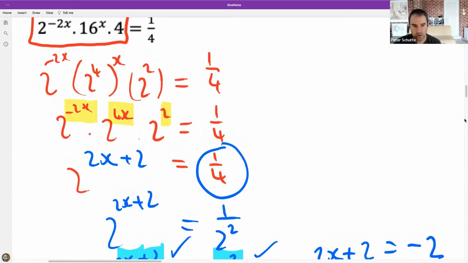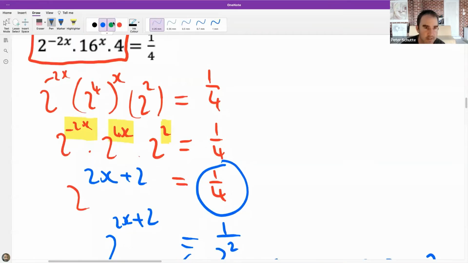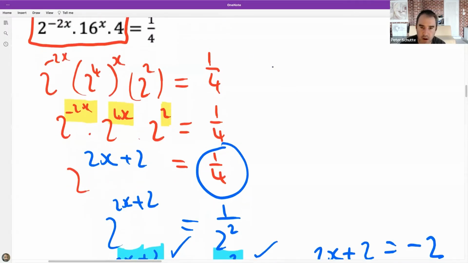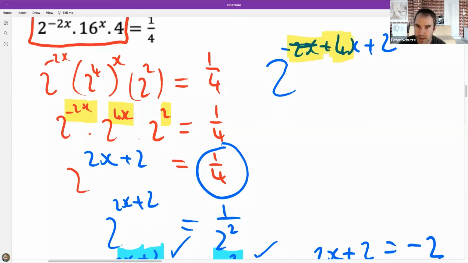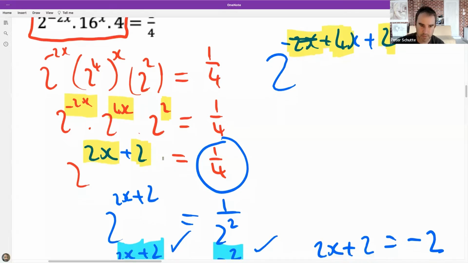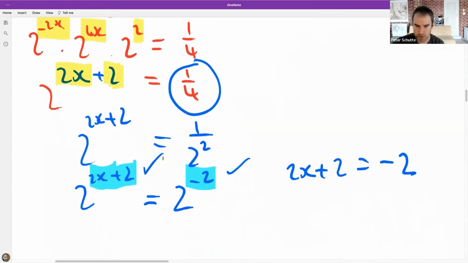Oh, okay. I see. You're not alone in this. What I did was I said, keep the bases the same, and then I'm adding the powers, minus 2x plus 4x plus 2. These two are like terms, and so minus 2x plus 4x gives me the 2x. And then this 2 over here gives me this 2 here. Does that help a little bit? Yes, sir, I understand. Thank you. Perfect. Thank you for the question.